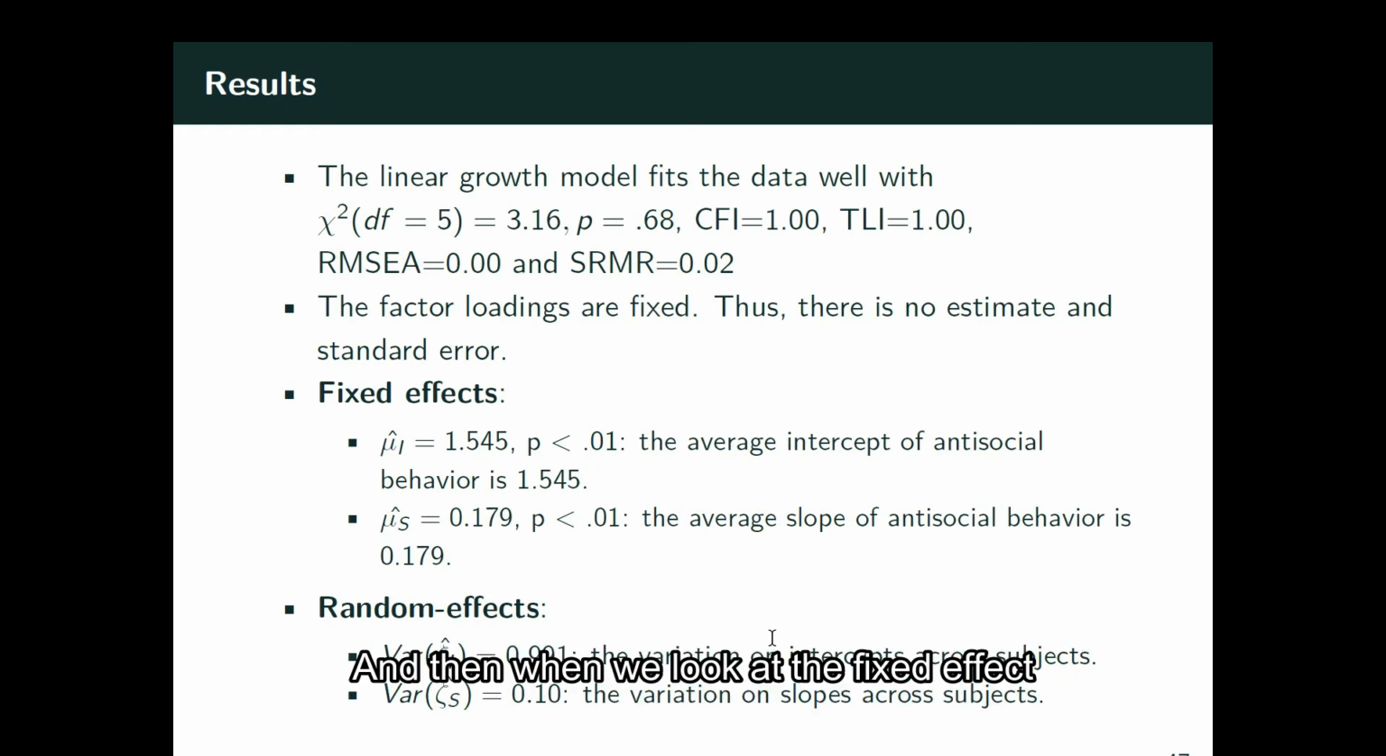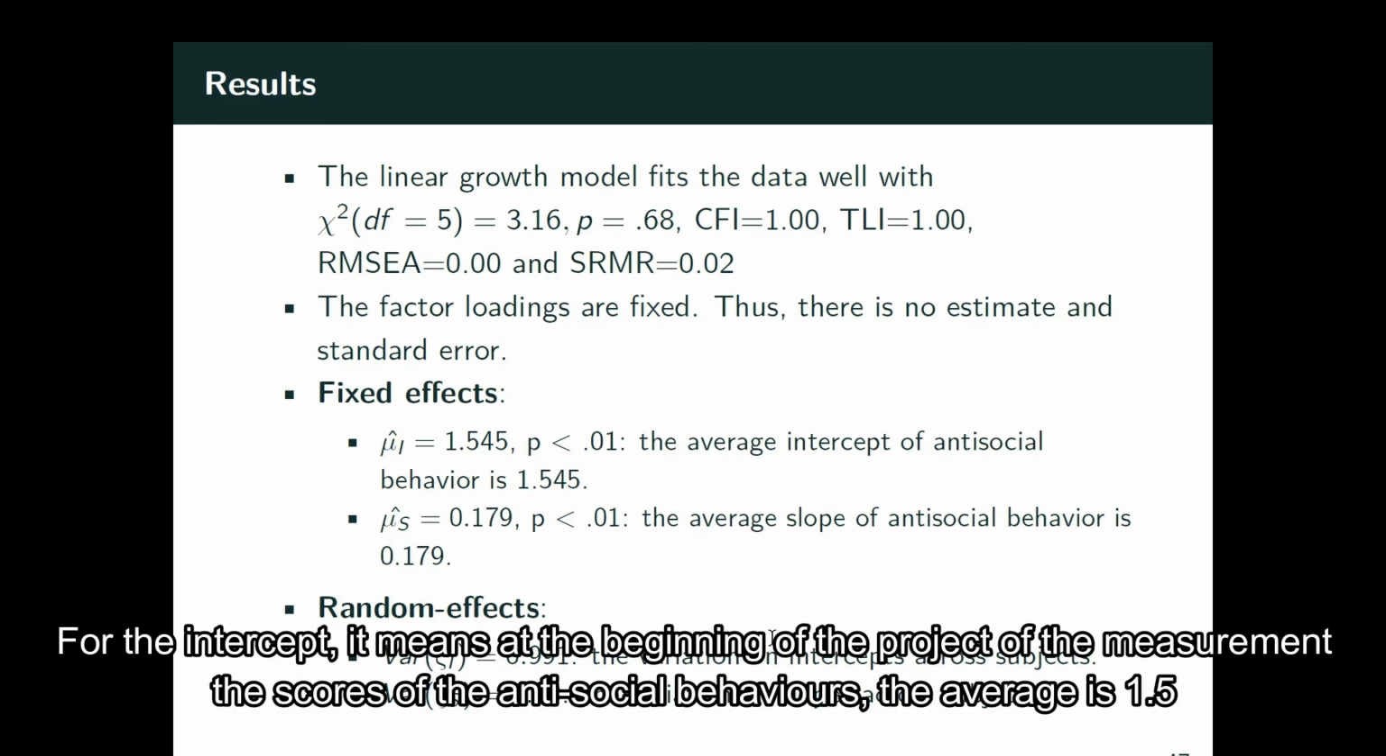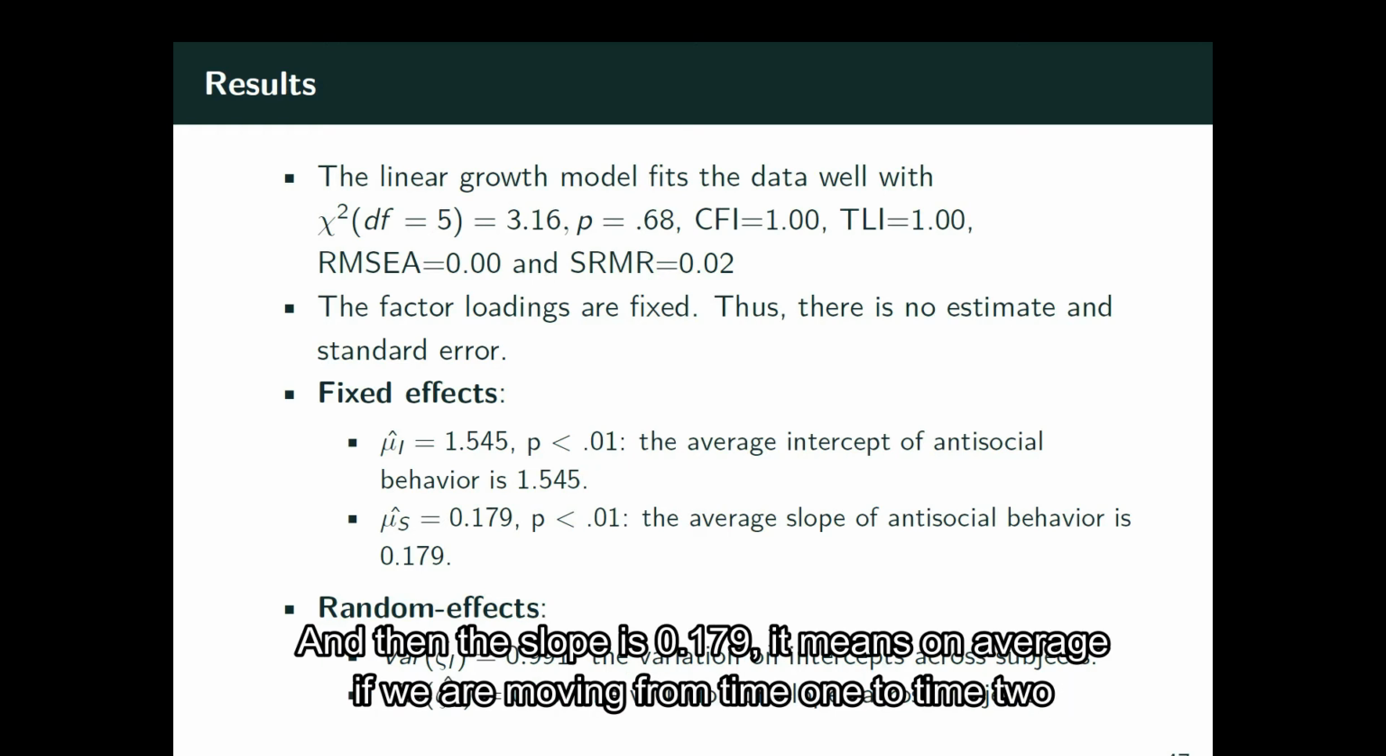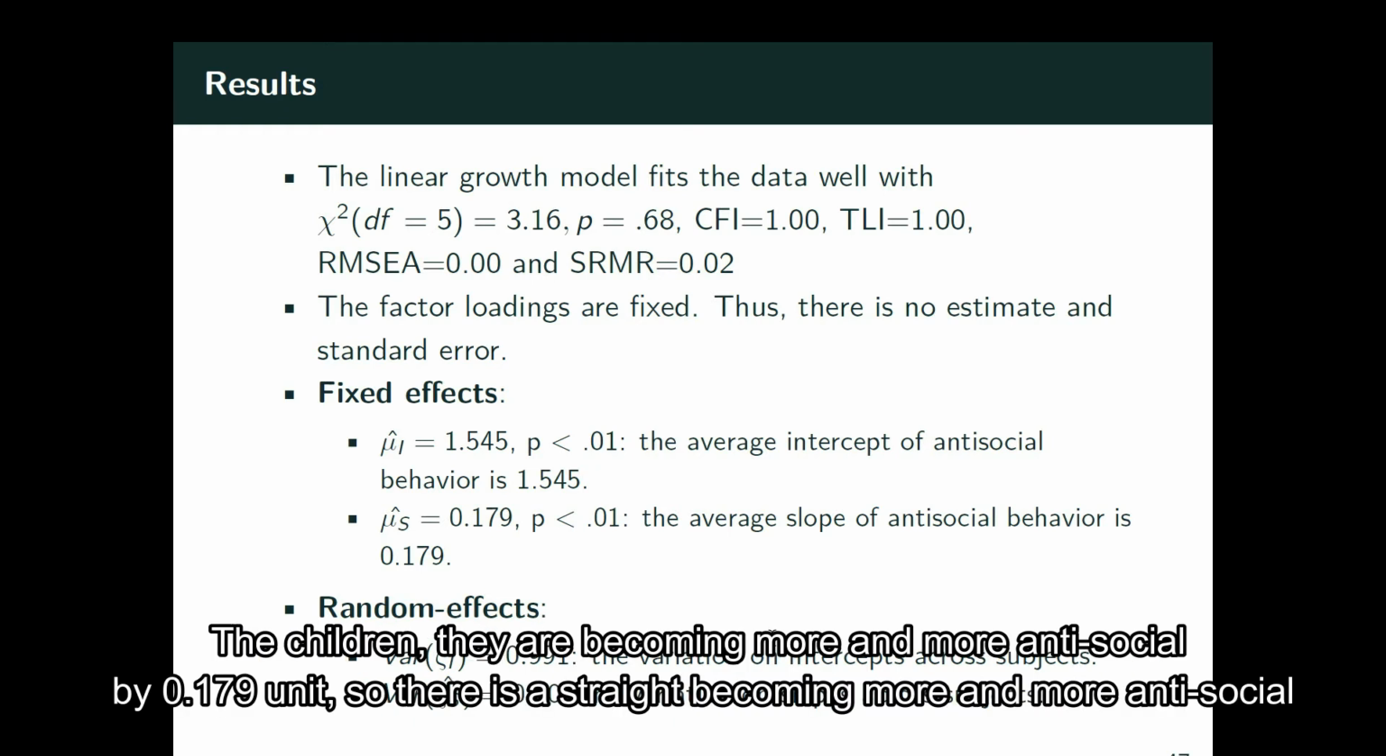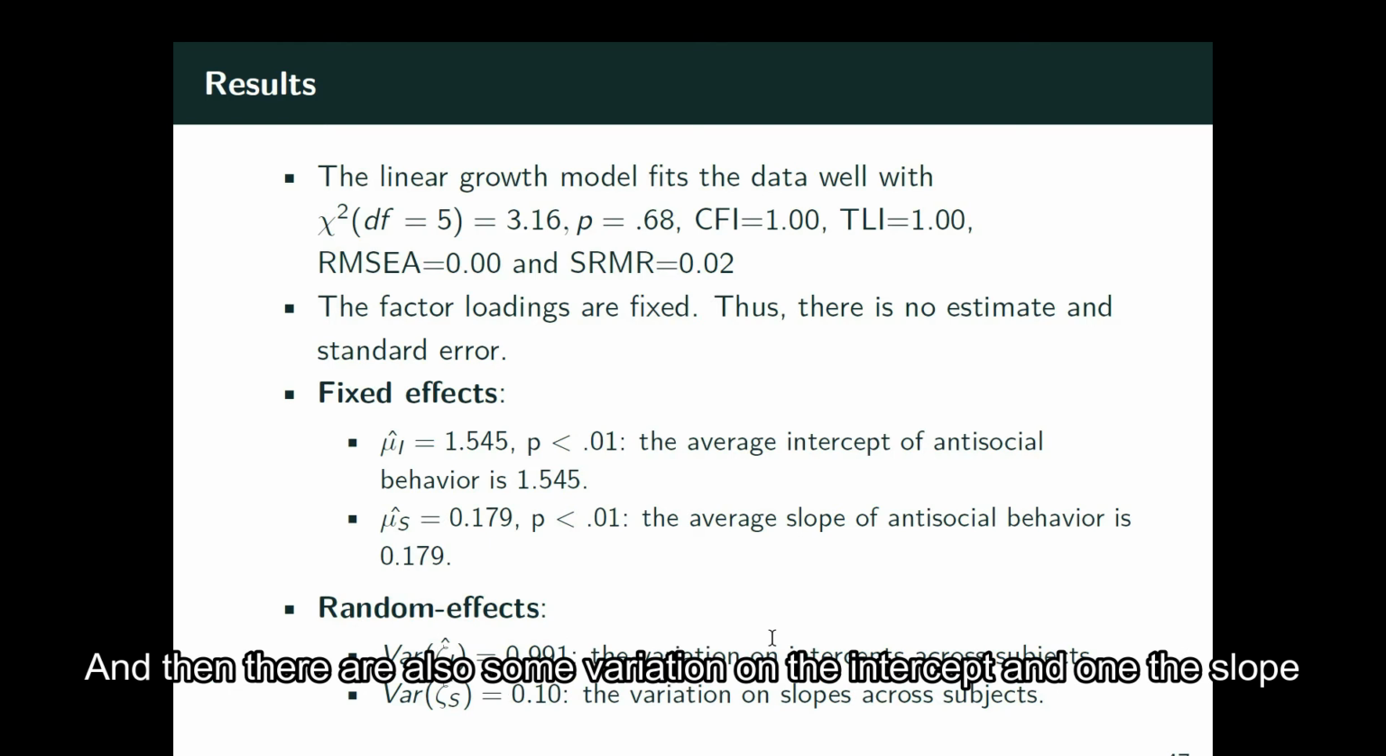And then when we look at the fixed effects, for the intercept, it means at the beginning of the measurements, the average score of the antisocial behavior is 1.5. And then the slope is 0.179. It means on average, moving from time 1 to time 2, the children are becoming more and more antisocial by 0.179 unit. Okay, so there's a straight line of becoming more and more antisocial. And then there is also some variation on the intercept and on the slopes.